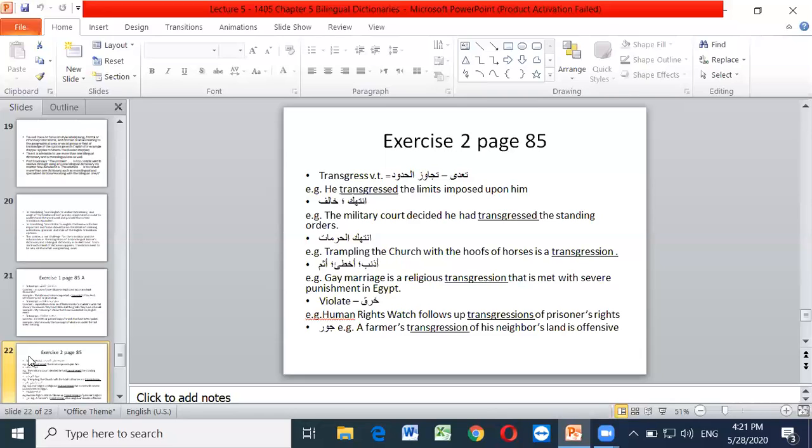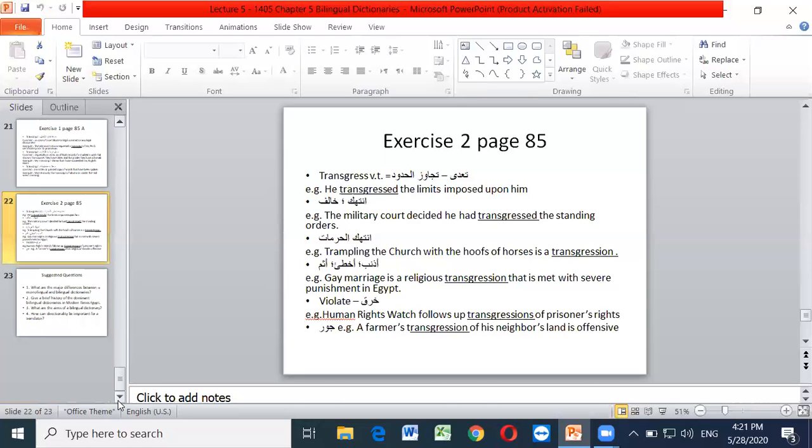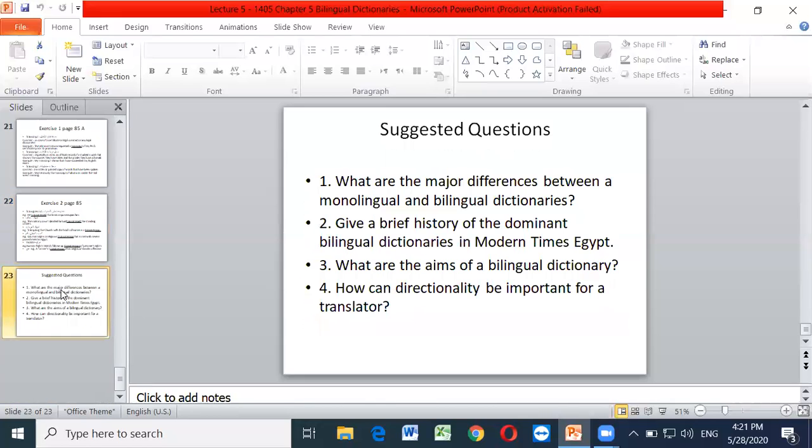All right, next, the last point we are going to deal with is suggested questions. What are the major differences between monolingual and bilingual dictionaries? Give a brief history of the dominant bilingual dictionaries in modern times Egypt. What are the aims of a bilingual dictionary? How can directionality be important for a translator?